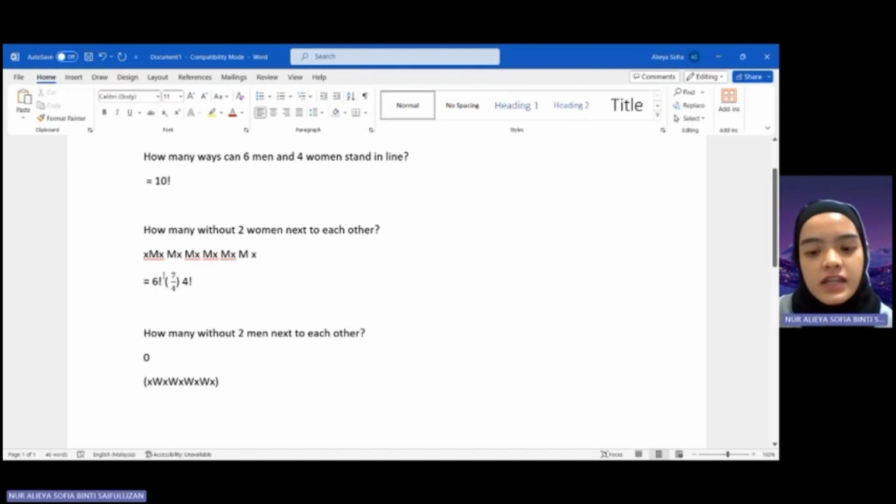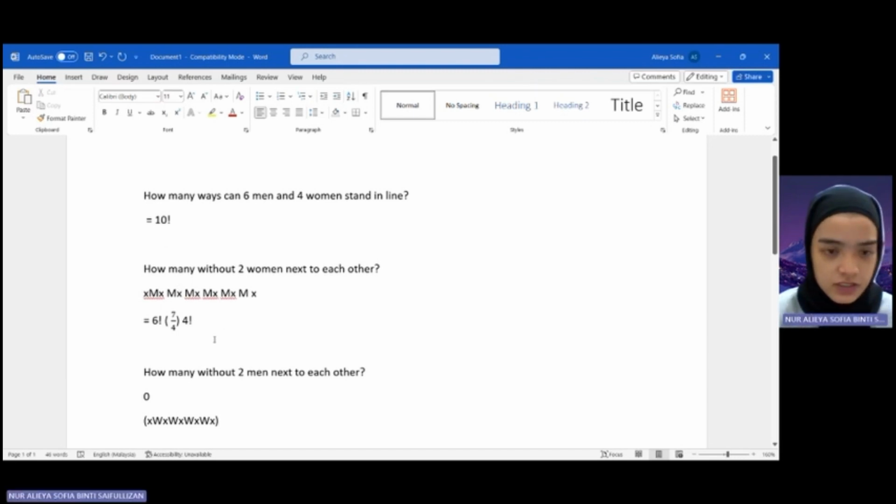And how many spots are there to put them in? Well, there's only 5 spots we can place them in, but we have 6 men, so 2 men have to stand next to each other. So this is what I can explain it to you guys. I hope you guys understand about it.